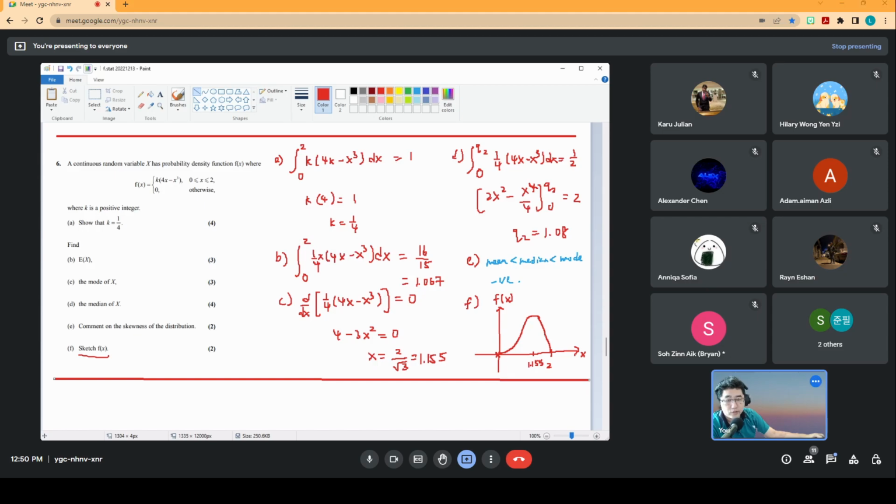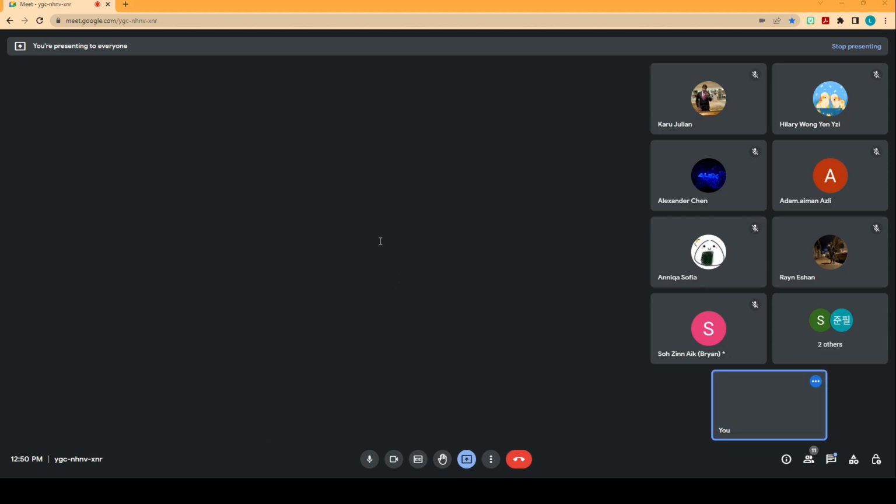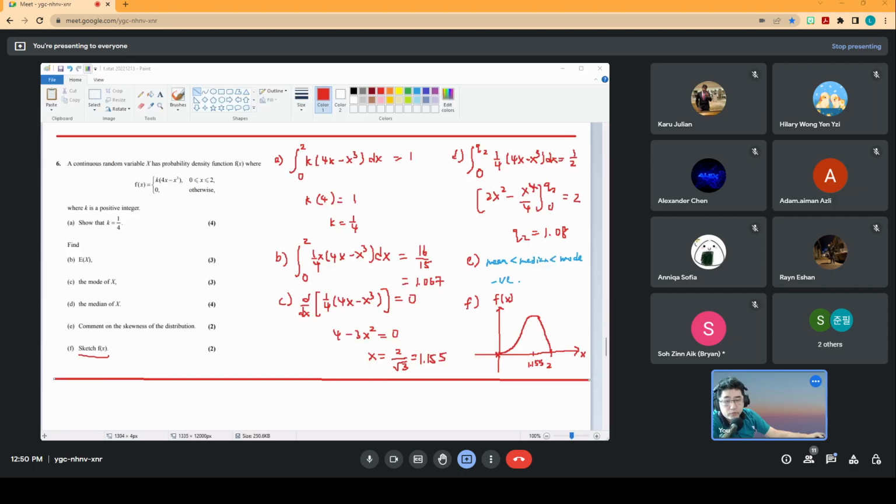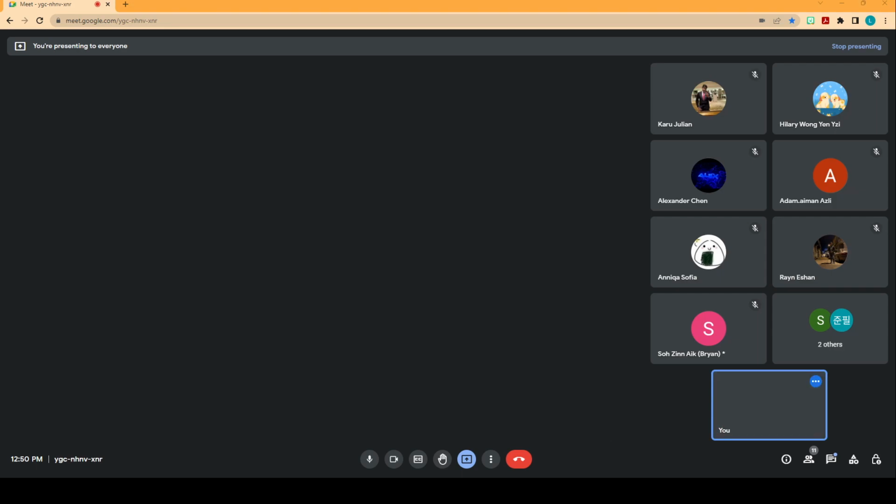Do you still remember how to sketch a cubic graph? Of course. Okay, so you have a question like this. Then over here, the question may appear in cumulative form. Again, we just treat it like normal.